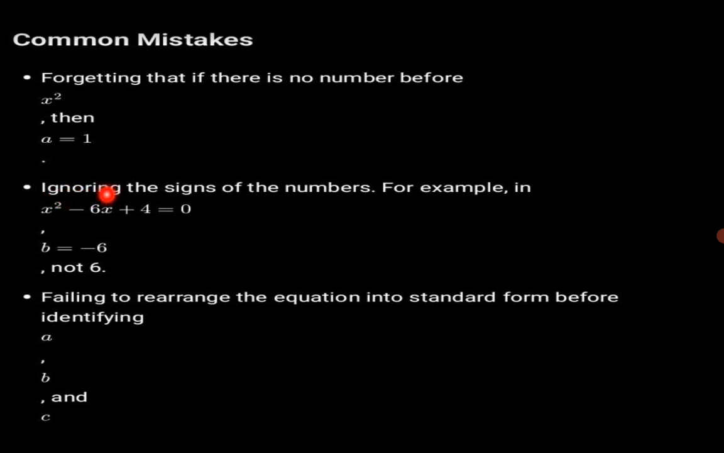Another mistake candidates make is ignoring the sign of the numbers. For example, in x squared minus 6x plus 4, take note that the value of b is the whole minus 6, not just the 6, but minus 6. So some candidates leave out the minus. They just copy the 6 down there. So b is minus 6, not just 6.